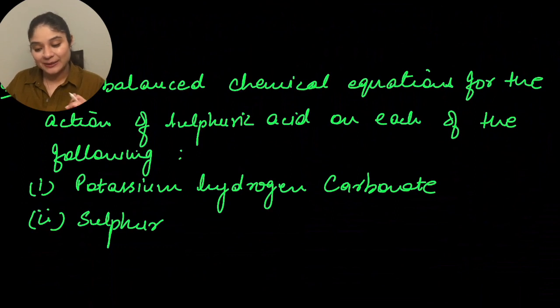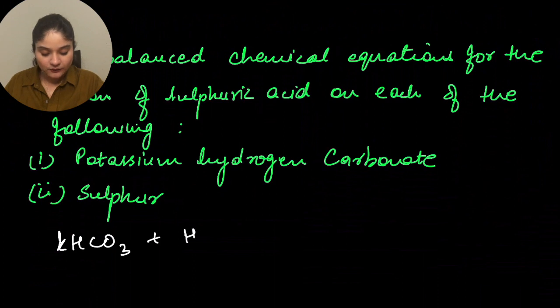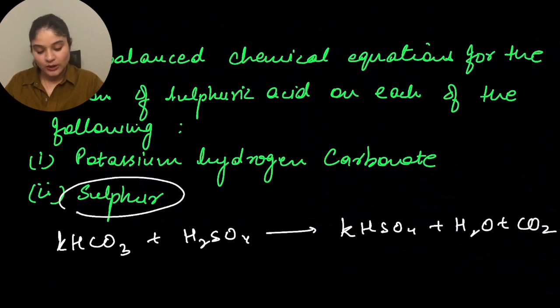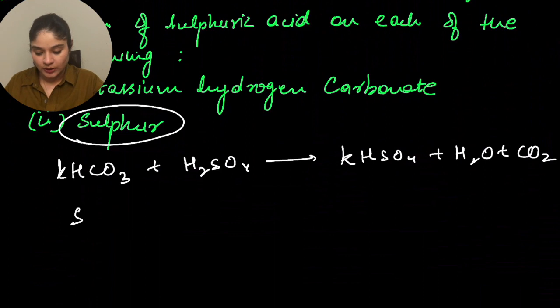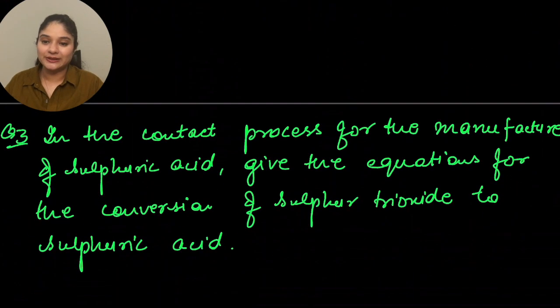Give the balanced chemical equation for the action of sulfuric acid on the following. The first is potassium hydrogen carbonate. That is KHCO3, and it is reacting with H2SO4. So you will get KHSO4 plus H2O plus carbon dioxide. Then you have sulfur reacting with H2SO4. So sulfur plus H2SO4 will give you H2O plus SO2. Okay, let's move on to the next question.